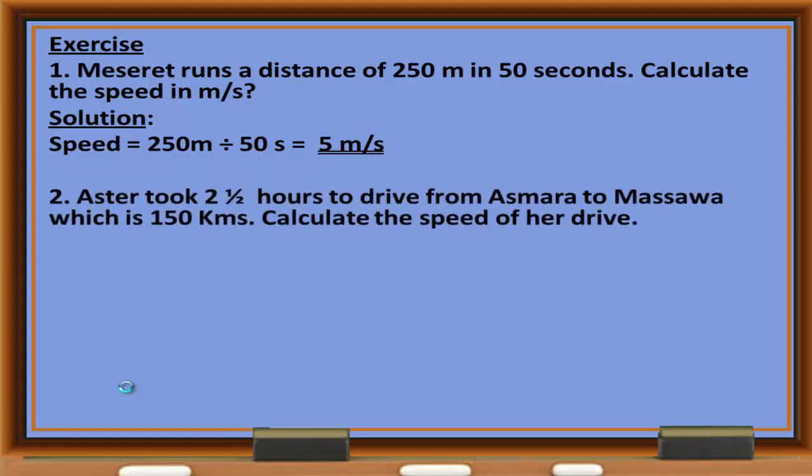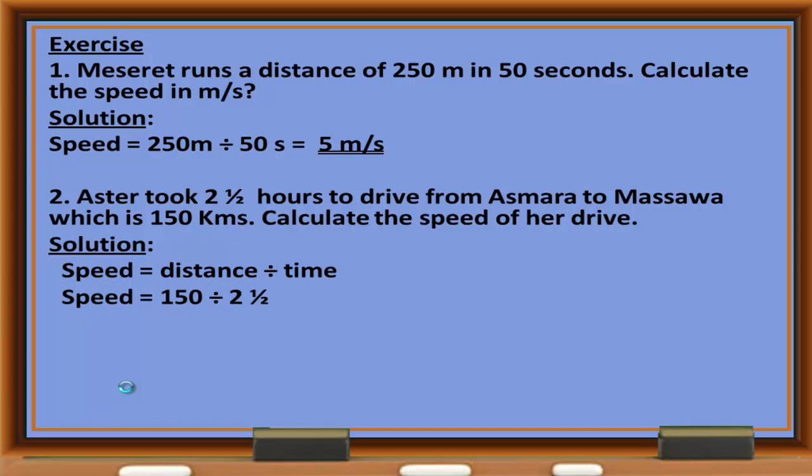Number 2. Aster took 2.5 hours to drive from Asmara to Massawa, which is 150 kilometers. Calculate the speed of her drive. Solution. Speed is equal to distance over time. Speed is equal to distance, which is 150, divided by 2.5.